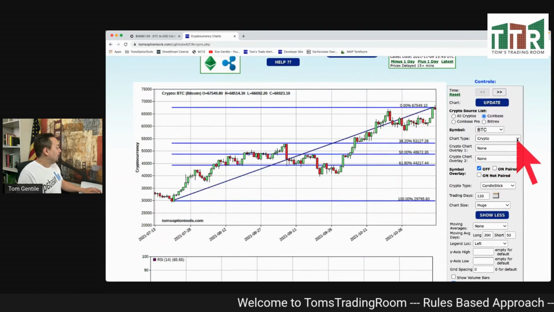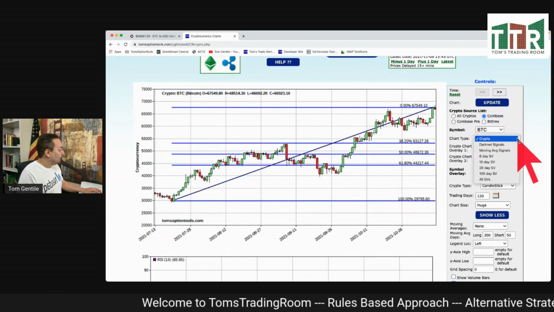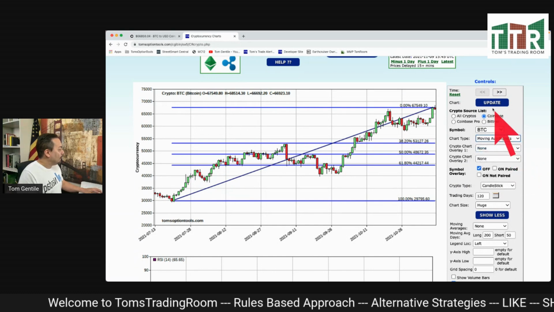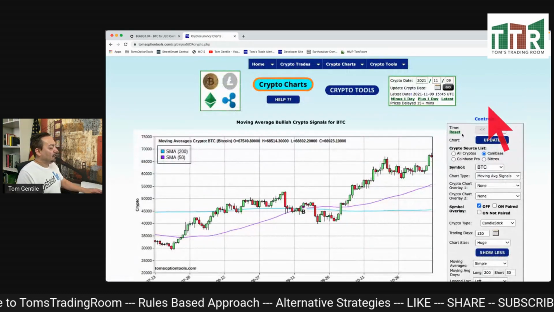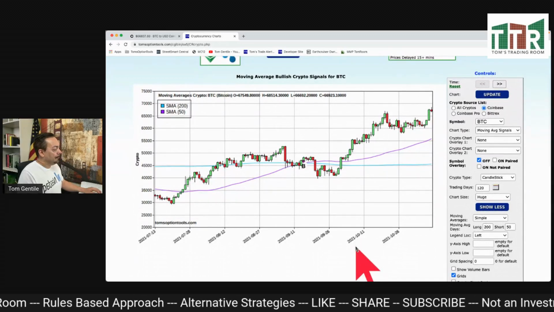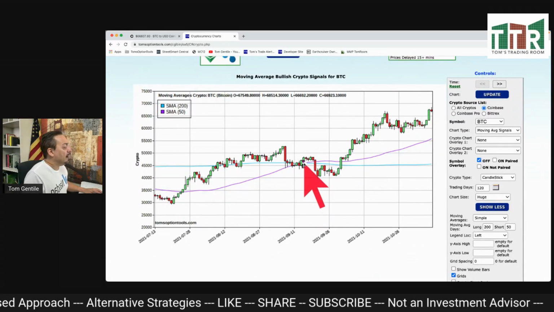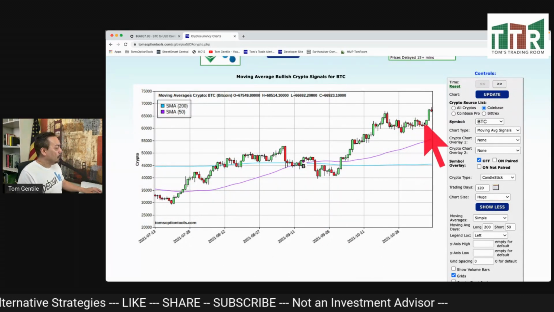All right, next thing I want to do is see what the moving averages are telling us. So I'm going to go to our moving average signals. Let's update same time frame. And as you can see here, this is a trend trading strategy where we're looking at two different moving averages.